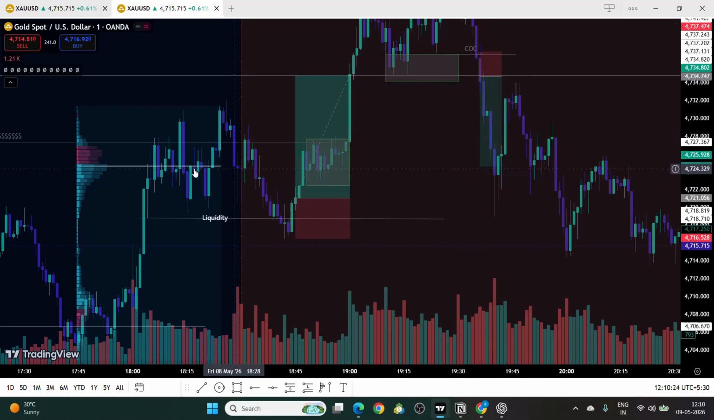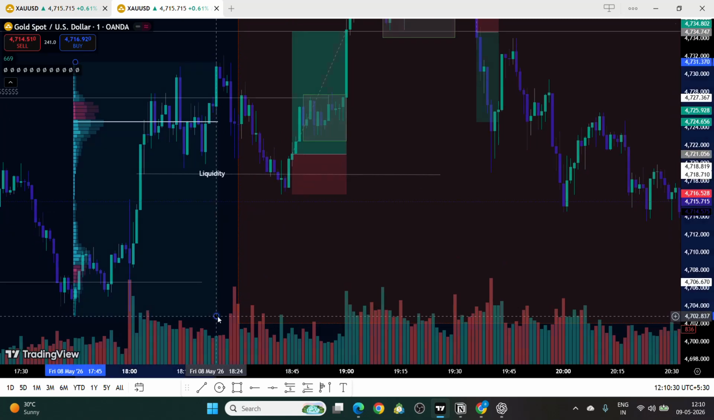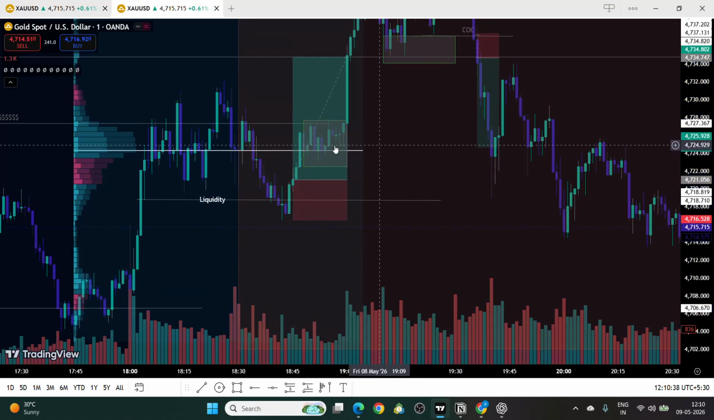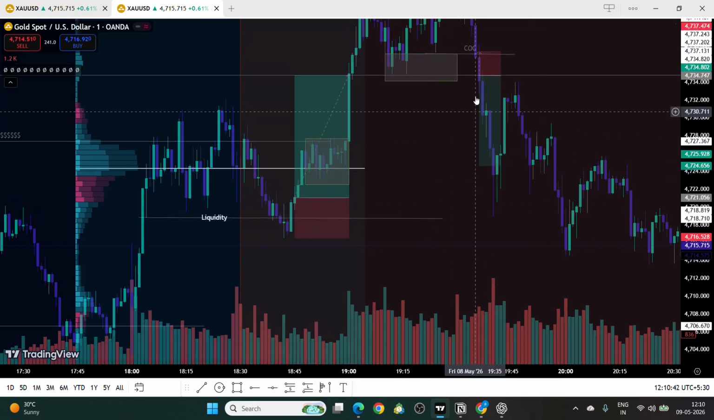Why I am taking up to here is because this is the key area. Even if you just take up to here, this is the key area. If you see, price will definitely move to this point of control. So this is one more entry we can take from here.